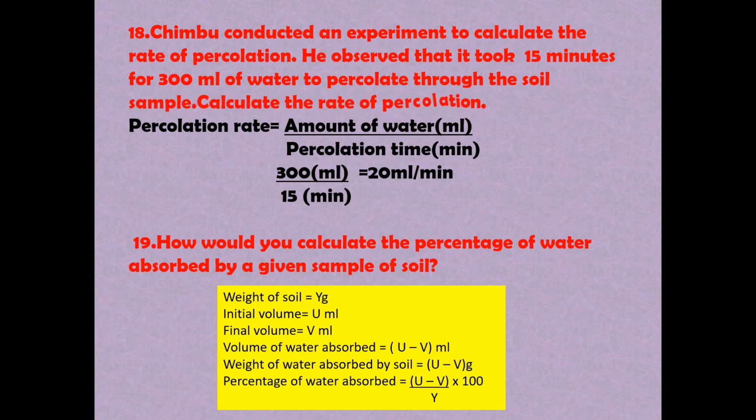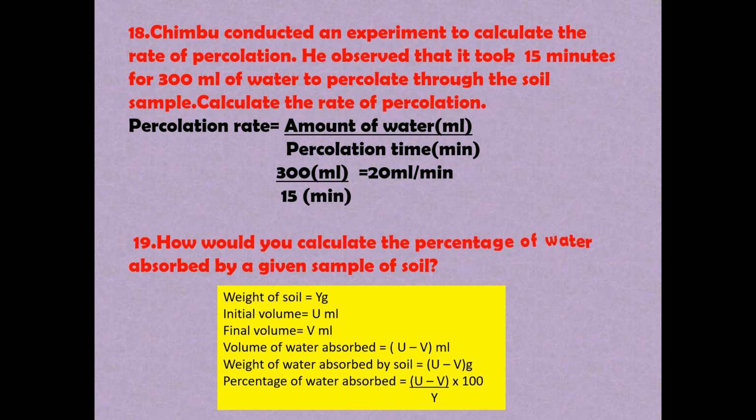So how do we calculate the rate of percolation? Percolation rate is equal to the amount of water in milliliters divided by percolation time in minutes. That is equal to 300 ml divided by 15 minutes, which is equal to 20 ml per minute.